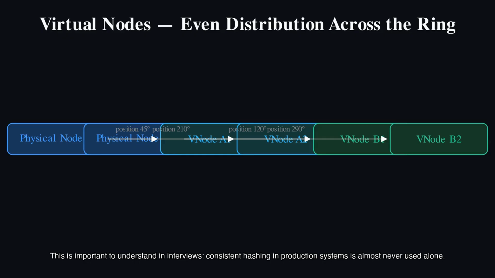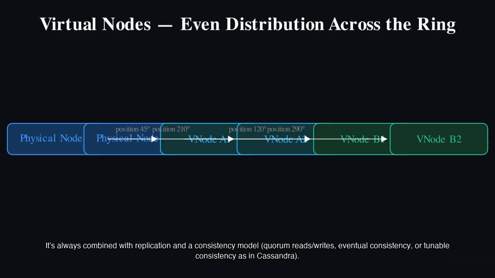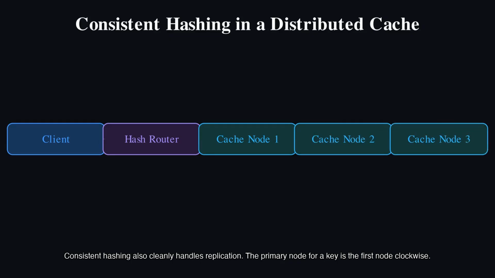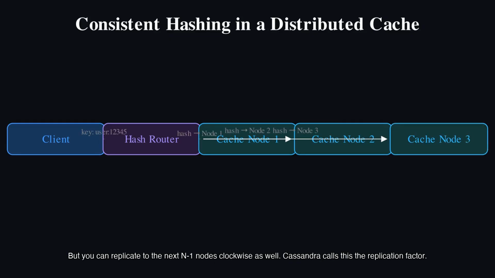Consistent hashing in production systems is almost never used alone. It's always combined with replication and a consistency model: quorum reads and writes, eventual consistency, or tunable consistency, as in Cassandra. Consistent hashing also cleanly handles replication. The primary node for a key is the first node clockwise, but you can replicate to the next N-1 nodes clockwise as well. Cassandra calls this the replication factor. A replication factor of 3 means every key is stored on 3 consecutive nodes on the ring. If one fails, the data is still available on the other 2.